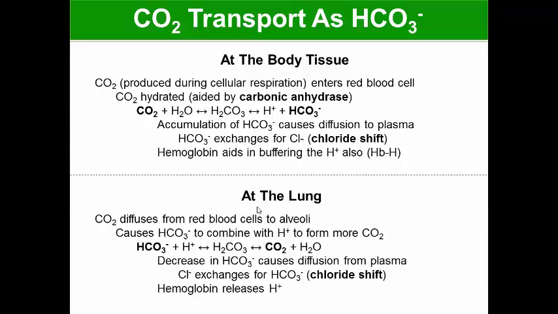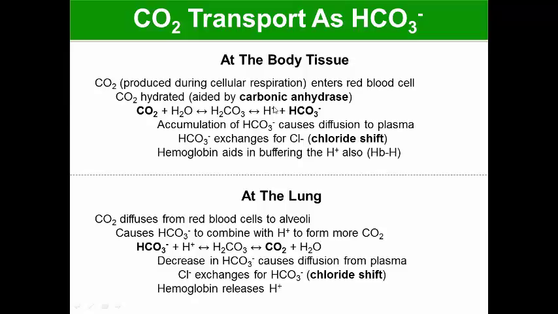So now, at the lungs, what happens? Chloride ions get out and the bicarbonate ions get in. The bicarbonate ions bind to the hydrogen ions, resulting in carbonic acid. Then carbonic acid dissociates to carbon dioxide and water, and carbon dioxide is expired.